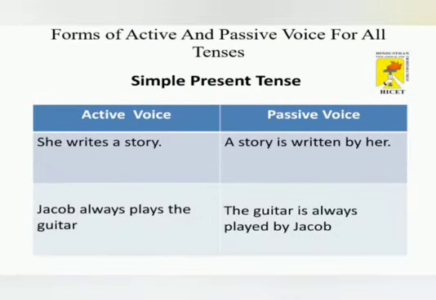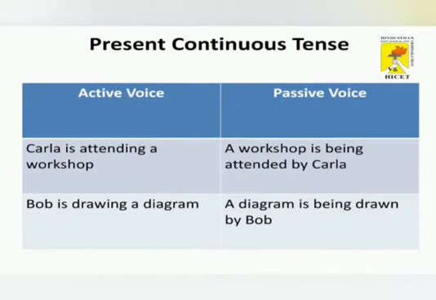Now let us apply the above said rules to convert a sentence in simple present active to passive. Active voice in simple present tense can be changed to passive voice by simply interchanging subject and object and changing the base form of the verb to the past participle form of the verb. Like, she writes a story, a story is written by her. Jacob always plays the guitar, the guitar is always played by Jacob.